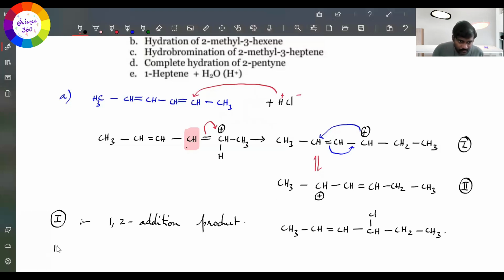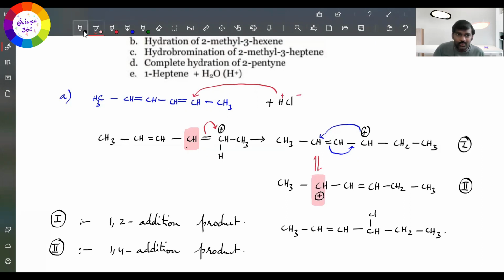Next, the second product. From the second intermediate, we'll be getting this product. That is a 1,4 addition product. That means the addition is taking place on the 1 and 4 carbons. So we'll be getting the 1,4 addition product. Here the positive charge is on this carbon.